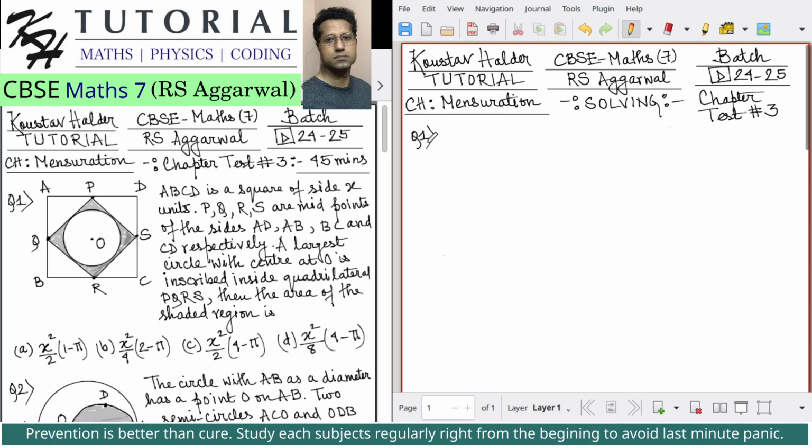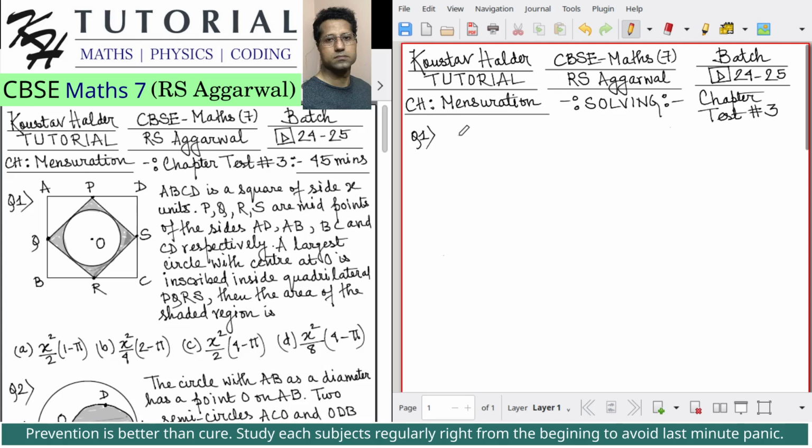Question number 1, there is a figure. It says that ABCD is a square of side x units. P, Q, R, S are midpoints of the sides AD, AB, BC and CD respectively. A largest circle with center at O is inscribed inside quadrilateral PQRS. Then the area of the shaded region is.